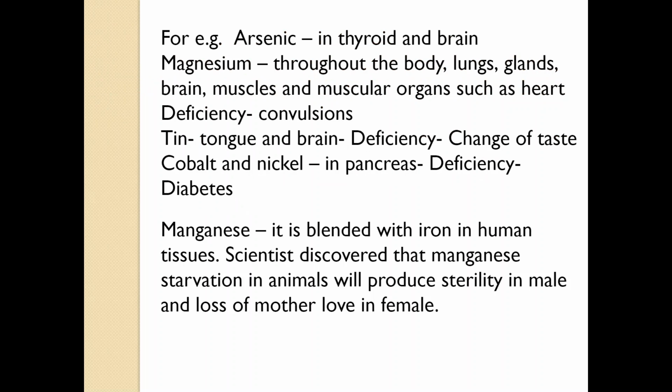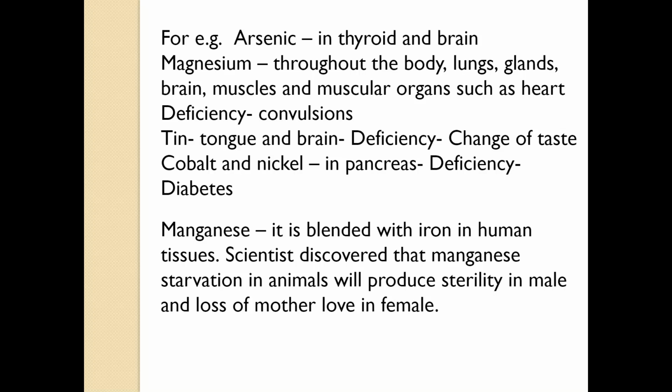For example, arsenic is present in thyroid and brain. Magnesium is present throughout the body in lungs, glands, brain, muscles and muscular organs such as heart. Its deficiency causes convulsions. All of us know that tin is present in tongue and brain and its deficiency causes change of taste. Cobalt and nickel are present in pancreas and their deficiency causes diabetes.